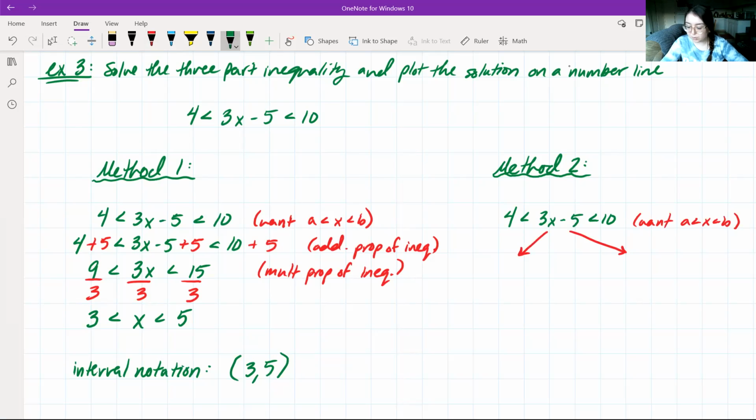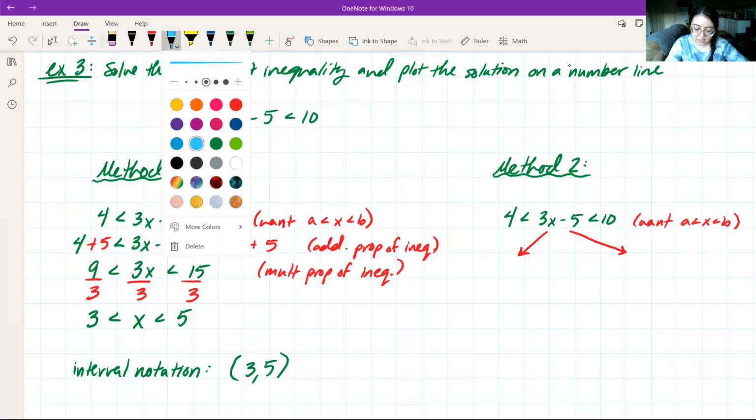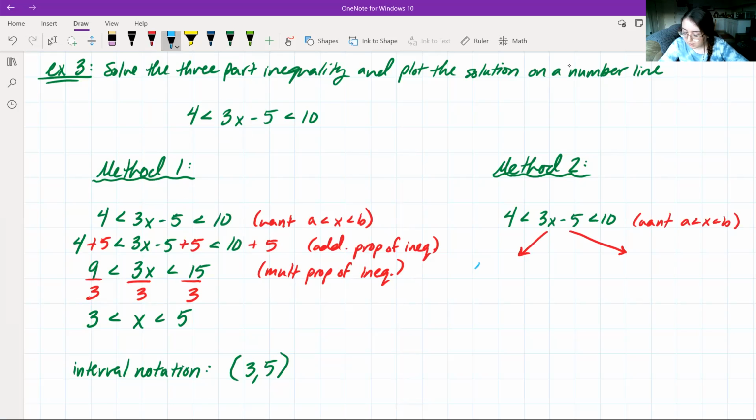And now we can have 2, where now we have, and let's write them in different colors to identify that we've separated them. So 4 is less than 3x minus 5, and we just stop it there. We take the 2 expressions to our right, and now we're going to take the 2 expressions to the left. We'll use our light green here. And now we have 3x minus 5 is less than 10. So we've separated into 2 separate equations. And now we can solve like how we would normally solve.